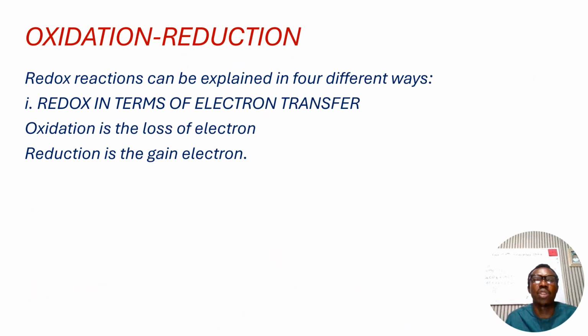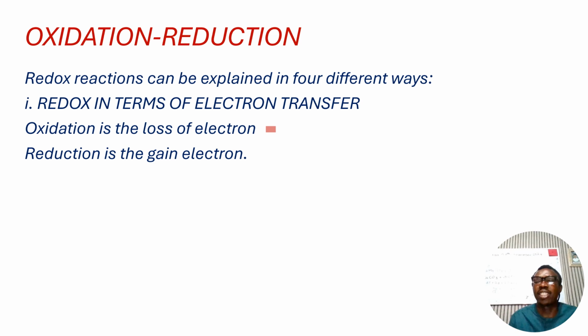So looking at redox reaction, which is an oxidation reduction reaction. Redox reactions can be expressed in 4 different ways. So we're going to take the first one. Redox can be expressed in terms of electron transfer. So we'll talk about oxidation. Oxidation is the loss of electron.